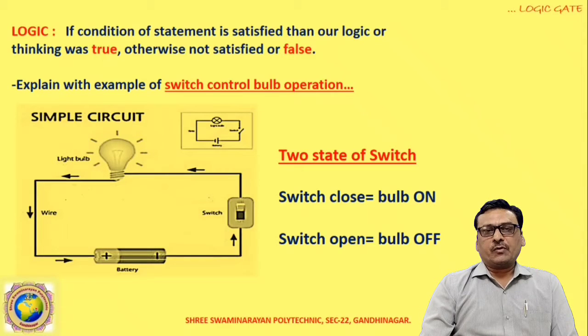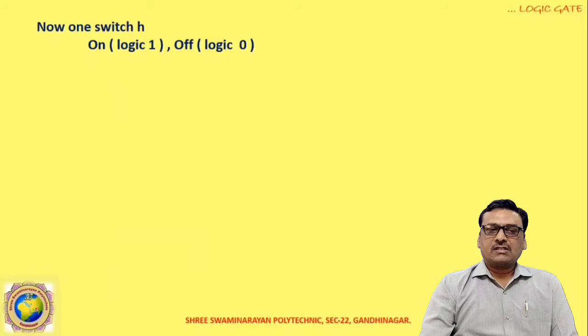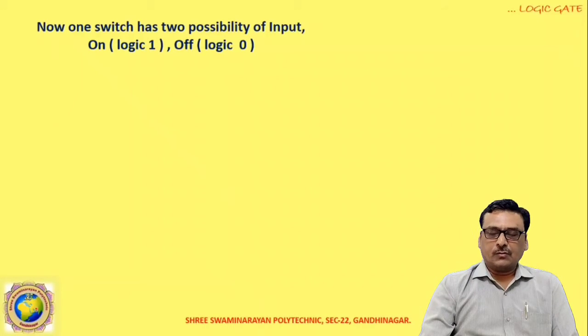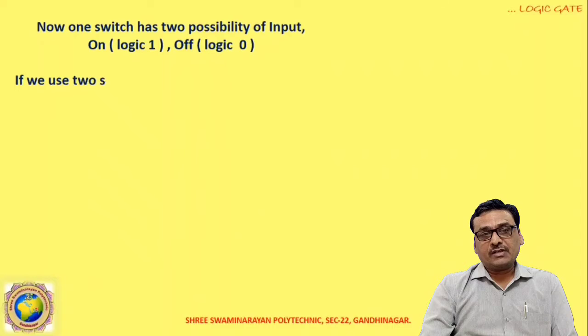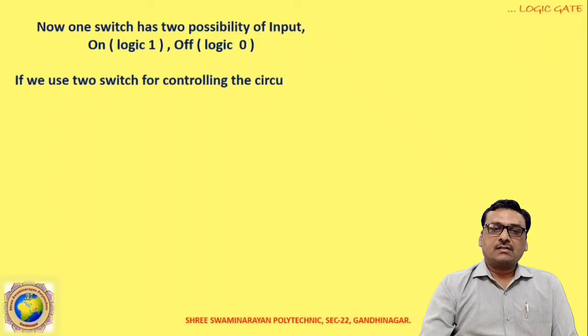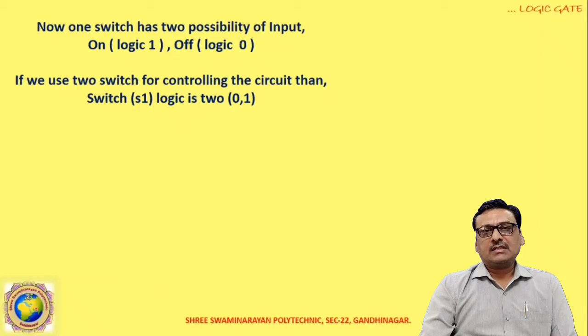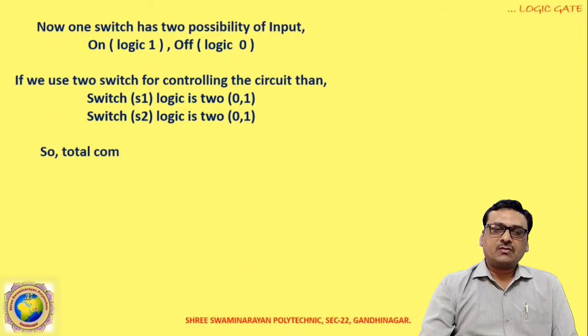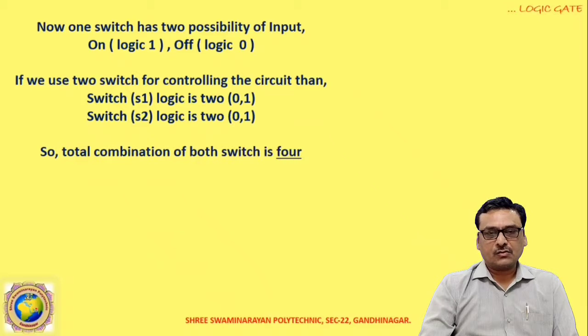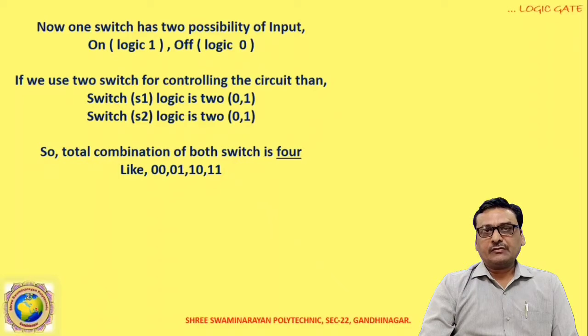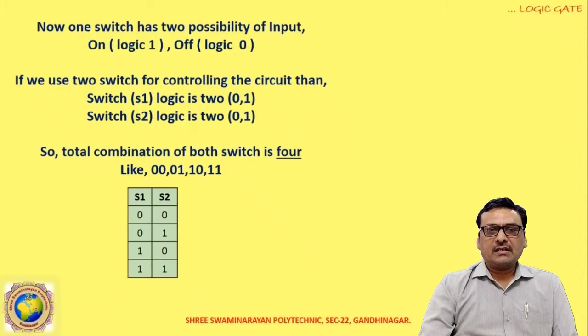So the switch has two possibilities. On means logic 1 and off means logic 0. Now if instead of one switch we use two switches and check the control of the circuit, then switch 1 has logic 0 and 1, and in the same way switch 2, that is S2, has logic 0 and 1. The total number of combinations using these two switches S1 and S2 is 4: 00, 01, 10 and 11. These are the four combinations we have to check.